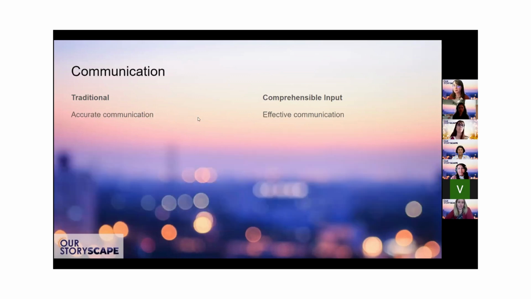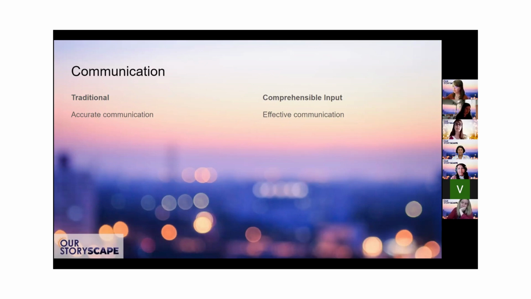Another way that comprehensible input is different is in the communication goals that we set for our students. With traditional teaching, you're really focusing on accurate communication. All the verbs are conjugated correctly. Spelling is perfect, punctuation, accent marks are where they need to be. And that's what you're looking at when students are communicating: how perfectly did they say what they need to say? Is everything accurate? With comprehensible input, the focus is more on effective communication. So it's more of, can the students get their point across? Can they make themselves understood, as opposed to, are they perfect?